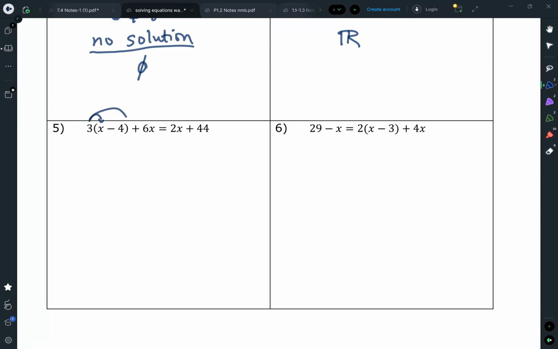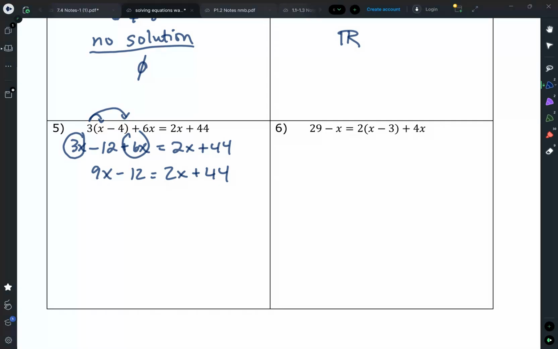First, we're going to go ahead and distribute the 3. 3x minus 3 times 4 is 12. On the other side, 2x plus 44, I can't do any more simplifying. Then I'm going to put my x's together. 3x plus 6x is 9x.